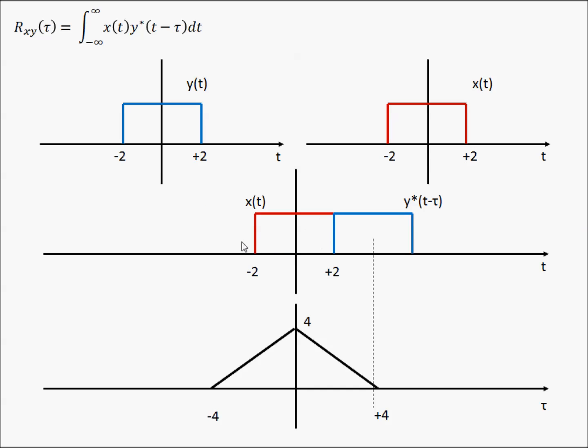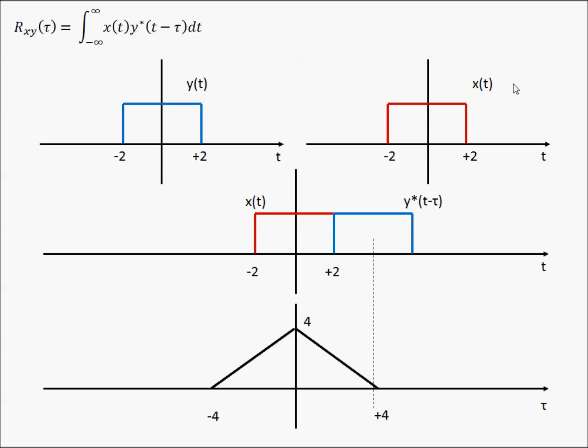And then as you continue to shift the function along, the area that's intersected by these two functions begins to decrease linearly up until positive 4, at which point they no longer intersect anymore. So this is the cross correlation worked out for 2 rectangles.